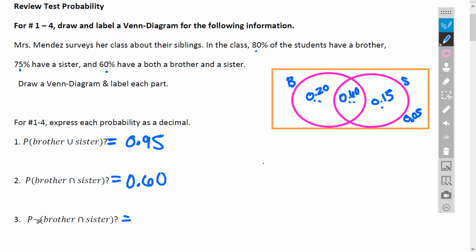The probability of the complement of brother and sister. Okay, so we need to look at the brother and sister, which is 60%. Then we need to look at the complement, which is everything else. So 60%, everything else would be 40%. So 40%, that's the complement of brother and sister. People who do not have a brother and a sister.